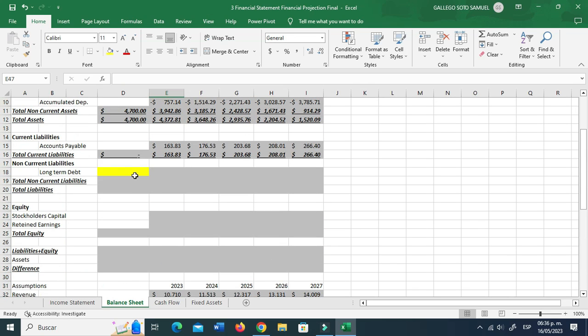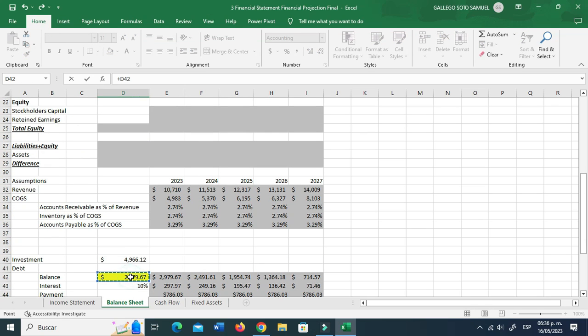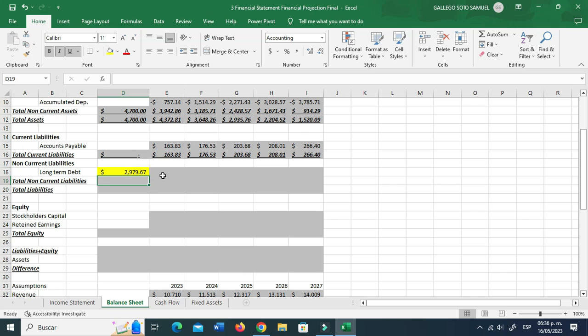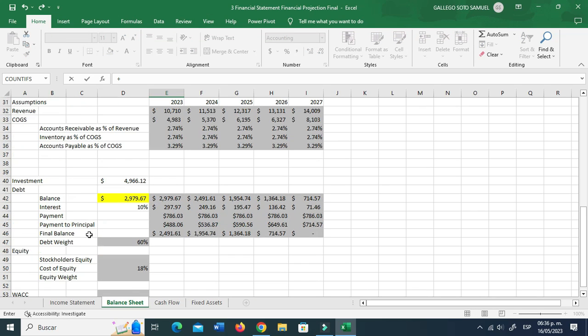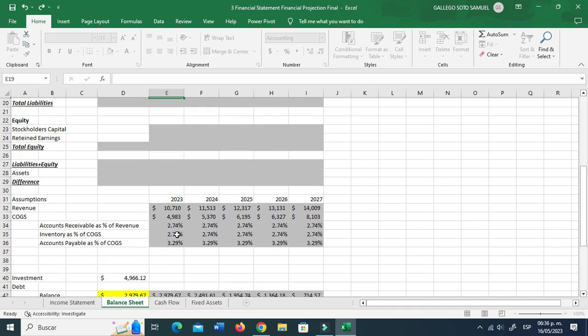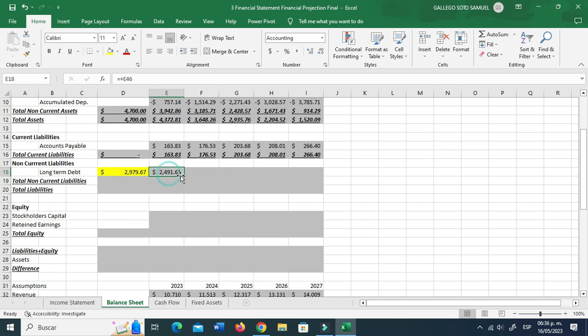So the term here, the long-term debt, that's going to coincide with the yellow value here, and the rest of the values are going to be the final balance of each of the years. So we drag this here.